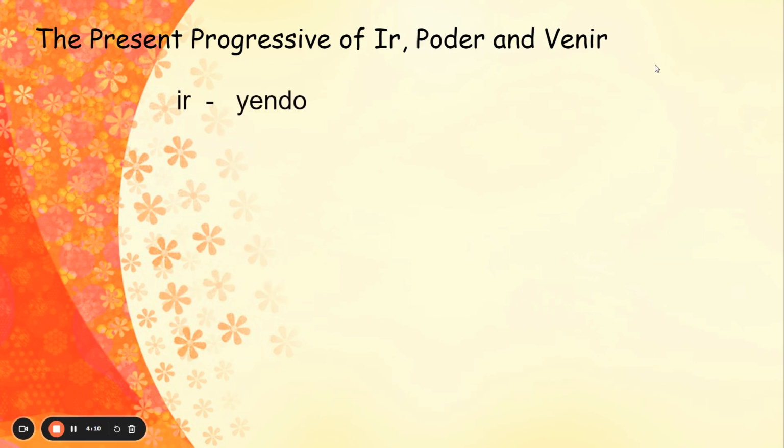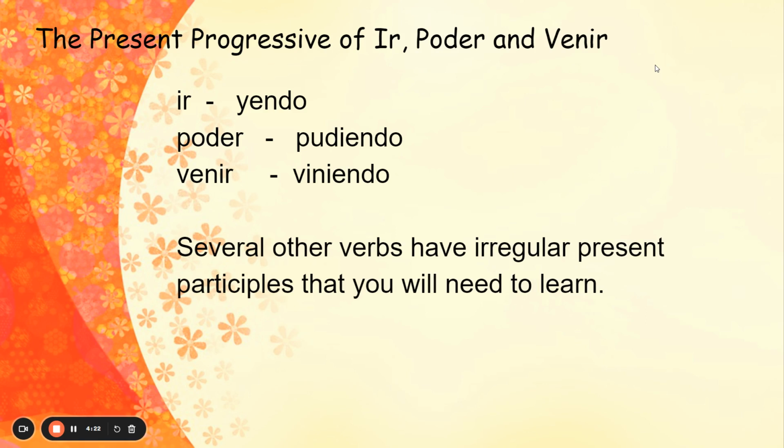Okay, here is weird. It is just yendo. Poder is pudiendo. Venir is viniendo. Okay, several other verbs have irregular present participles that you will need to learn. But these are the three important ones for what we're doing right now.